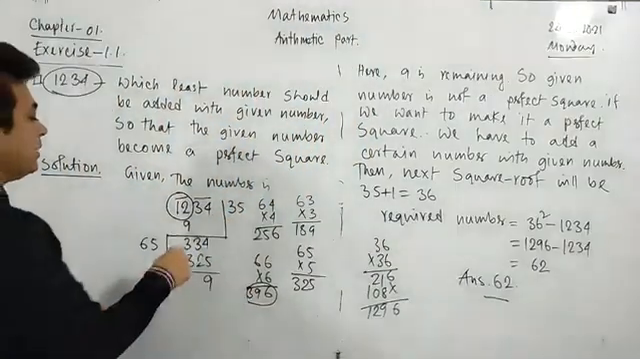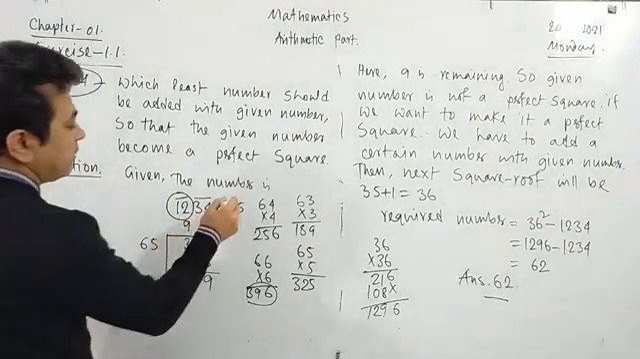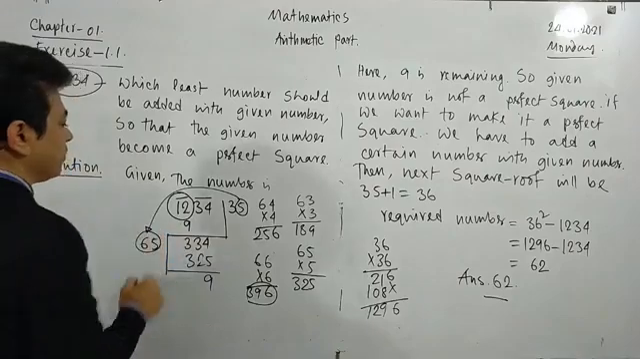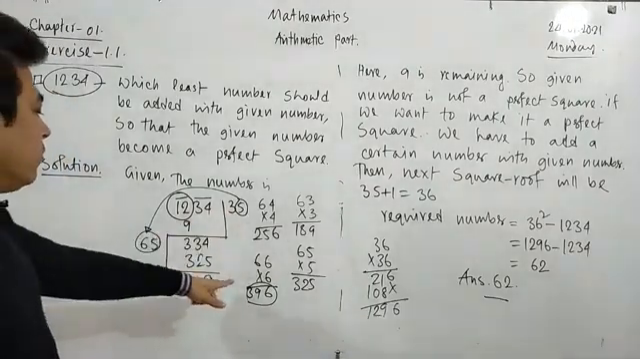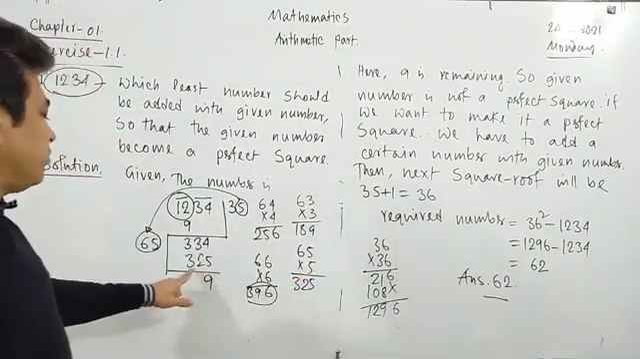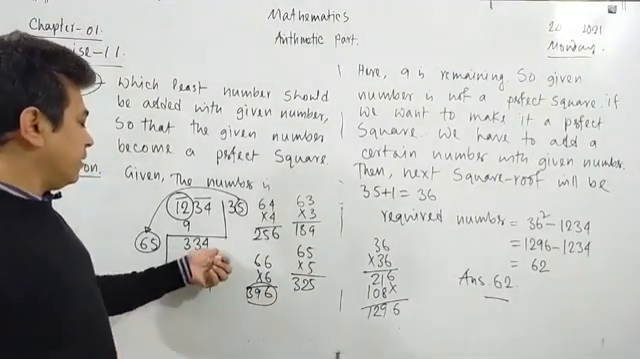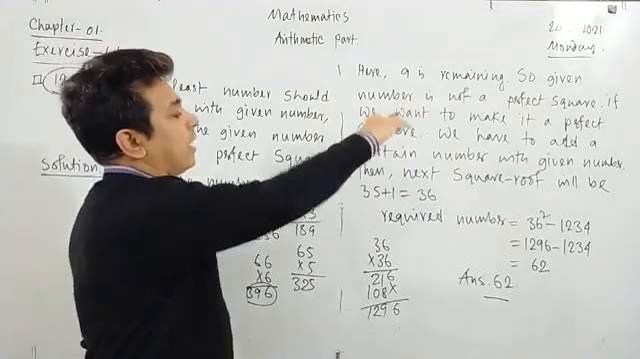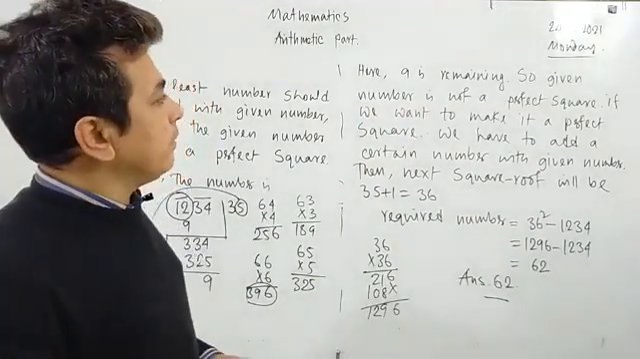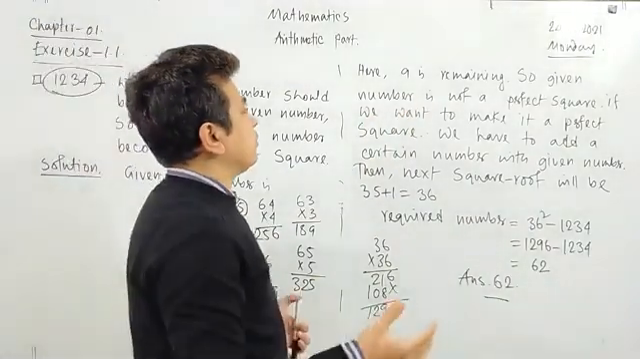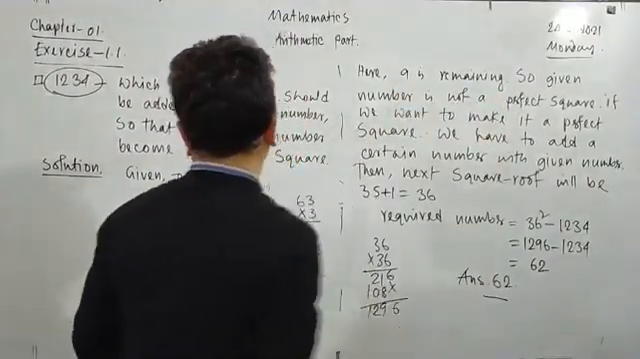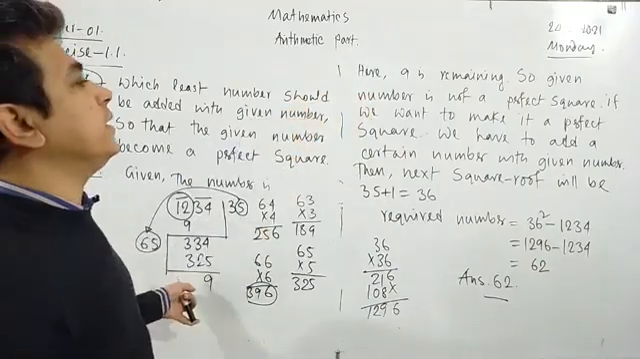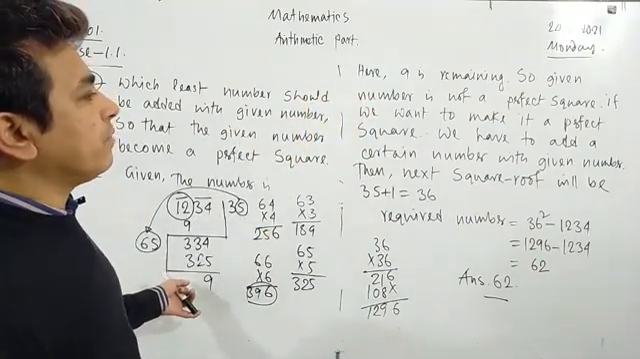And I multiply this five with this 65. Look at that here, 65 into 5, it is 325, and after the subtraction, it is 9 here, and you have to write those lines. This 9 is remaining, so the given number is not a perfect square.